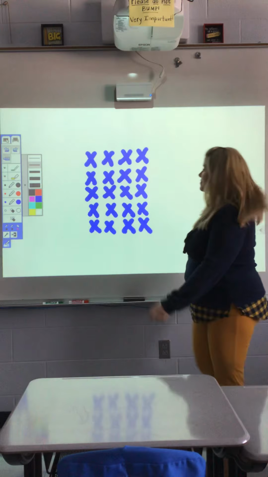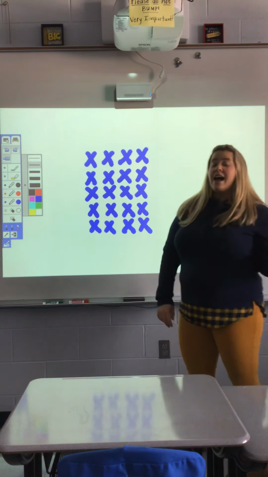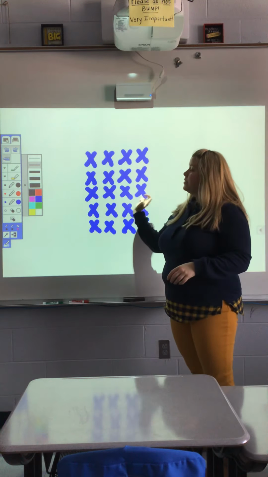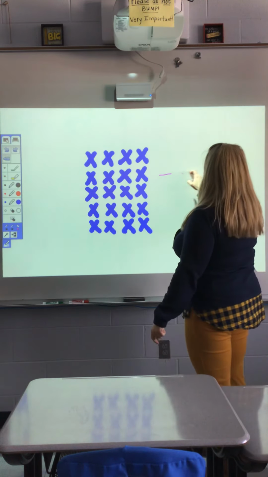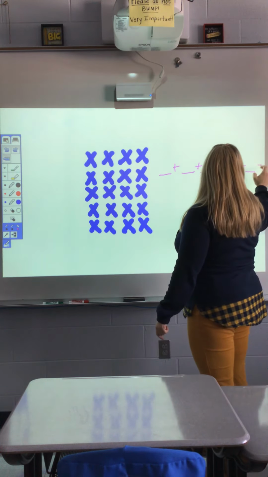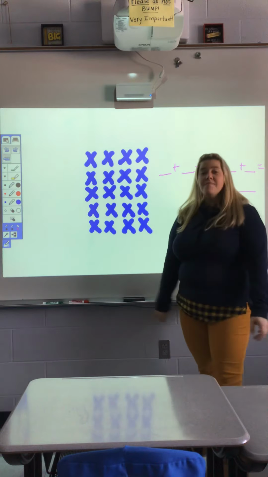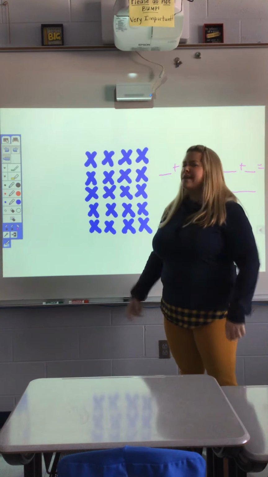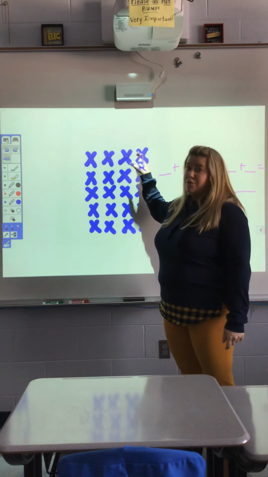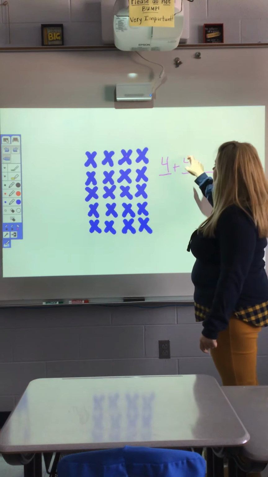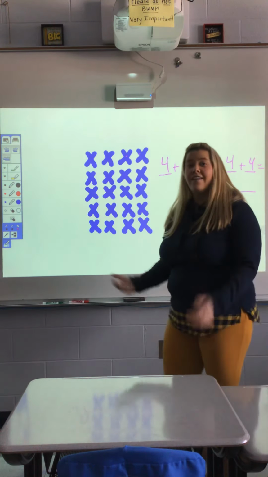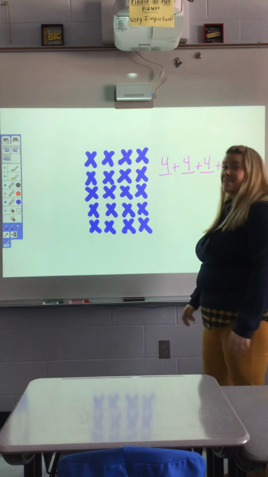Okay, let's go over this. For repeated addition, I need to figure out how many rows do I have to tell me my blanks. 1, 2, 3, 4, 5. Okay, then what am I going to write in each one of those blanks? How many are in each row? 1, 2, 3, 4. So 4 plus 4 plus 4 plus 4 plus 4. What does it equal? 20.